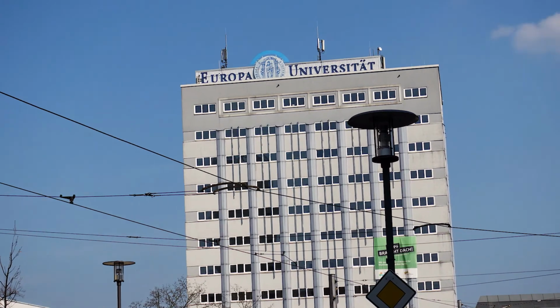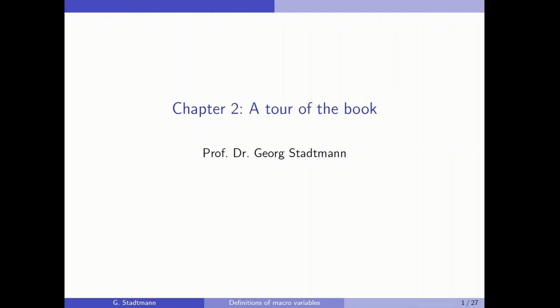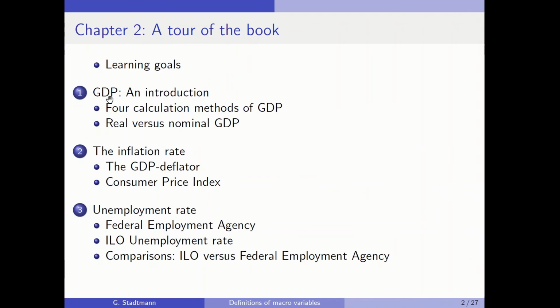Welcome everybody to the second chapter. In this chapter, we would like to talk a little bit more about the important macroeconomic variables. We would like to define GDP, the inflation rate, and the unemployment rate. So we'll talk in detail about these three different macroeconomic variables, and we will also introduce different methods how to measure the one or the other variable.